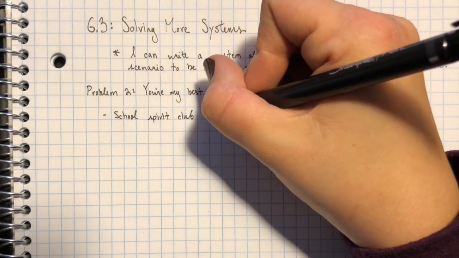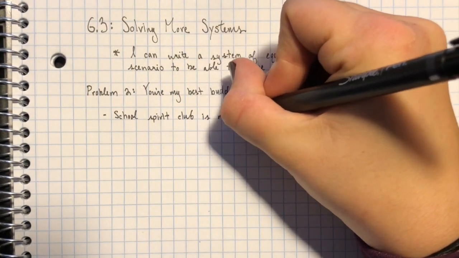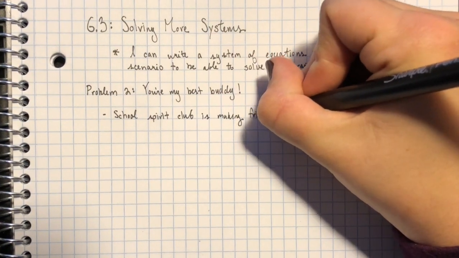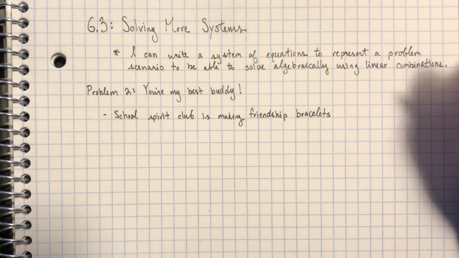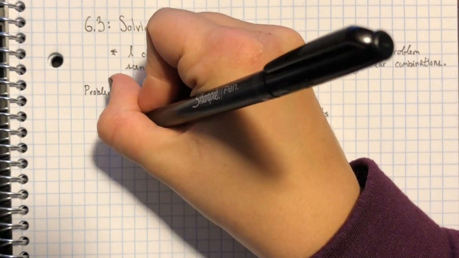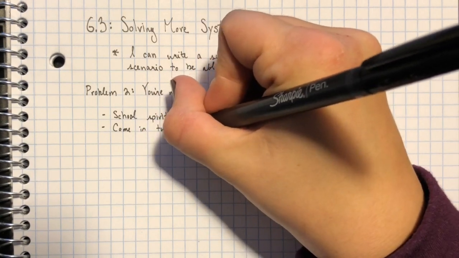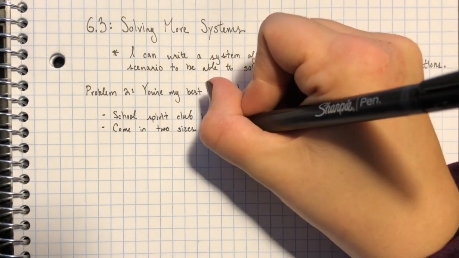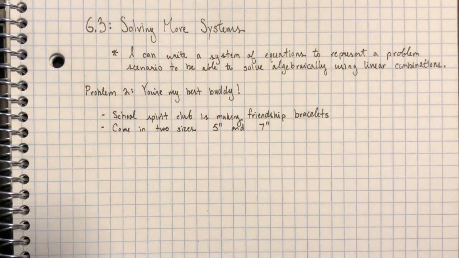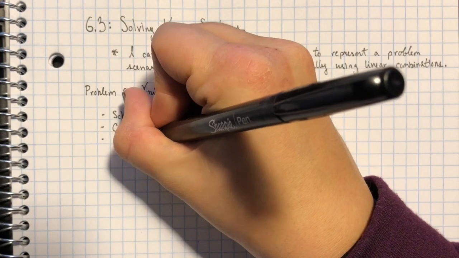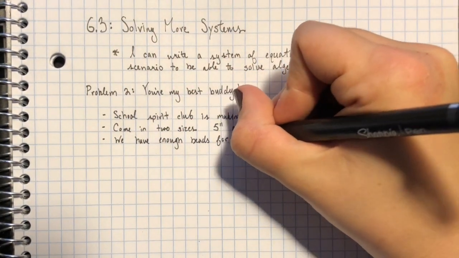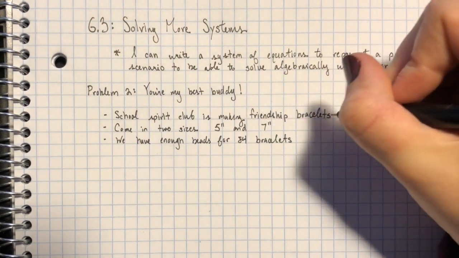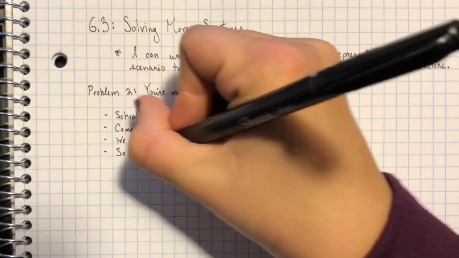So let's look at problem number 2, and it's called You're My Best Buddy. And we're talking about making friendship bracelets for the school spirit club. So I'm not going to read you the whole problem, but I'm going to jot down some notes so that you kind of know the scenario and you have them in your notebook. So the School Spirit Club is making friendship bracelets. They're going to come in 2 sizes, 5 inches and 7 inches. Now, note that when I write the quantity 2, I wrote it as a word. That's because 2 is not a value relevant to our problem. It's a descriptor.